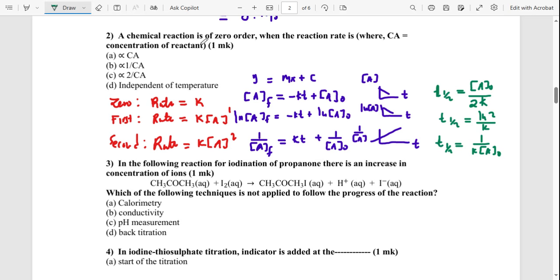Okay, so the question is saying a chemical reaction is zero order when the reaction rate is, where they've given Ca being the concentration of the reactant. So what does this tell you? Zero order is this one. Can you see the concentration in the rate? No. So the reaction rate doesn't depend on the concentration of the reactant. So for this question here, there is no answer.